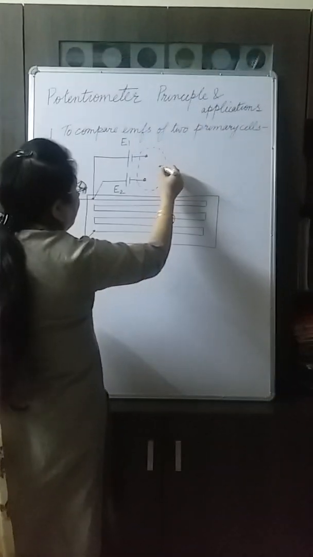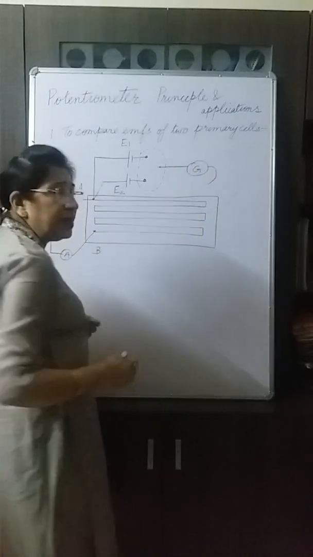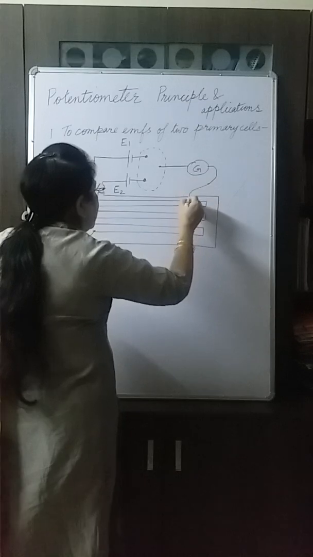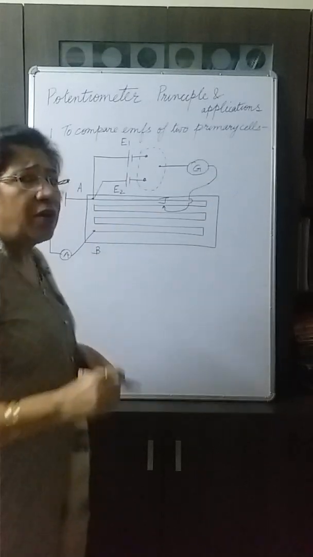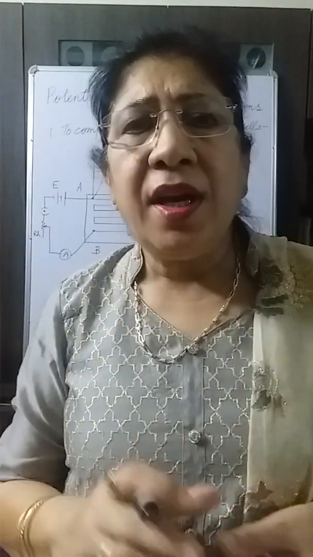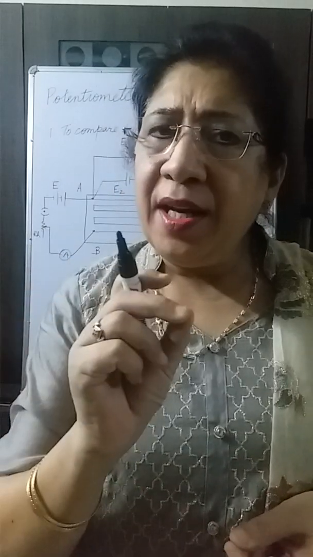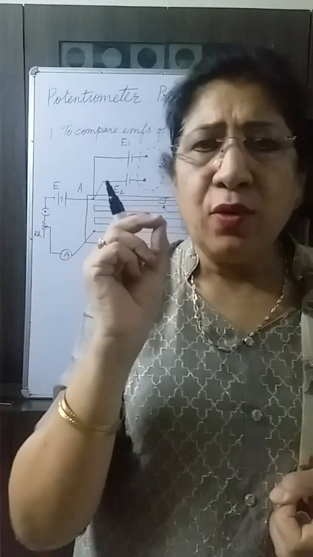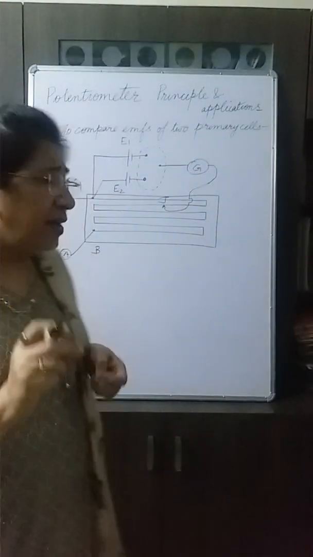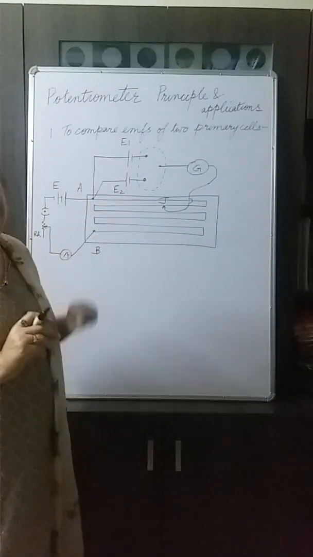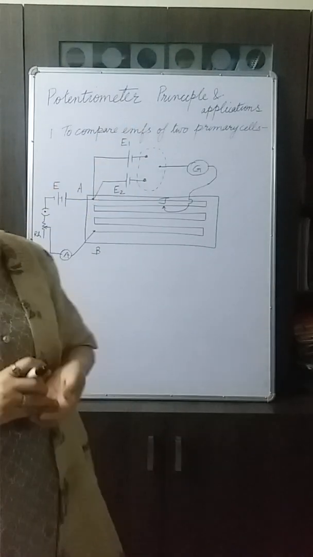From the central plug, a galvanometer is connected, and one end of the galvanometer is connected to the jockey. We talked about the jockey when we were doing the meter bridge. Jockey is a device where one end has a terminal and we connect the wire. The other end is kept open. It has a knife edge, and wherever we want to connect on the wire, we can touch it on the wire. This is the circuit for comparing the EMFs of two primary cells.